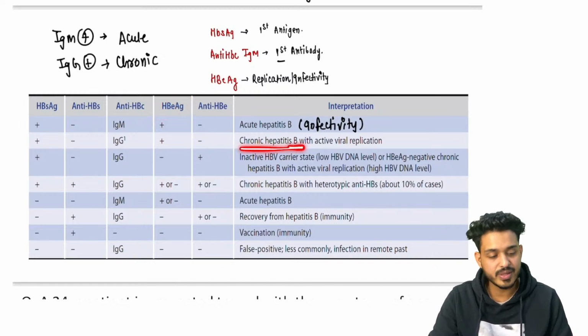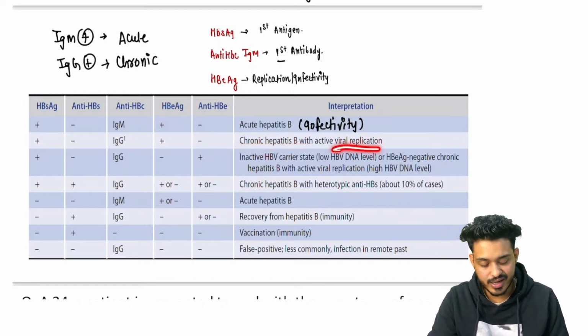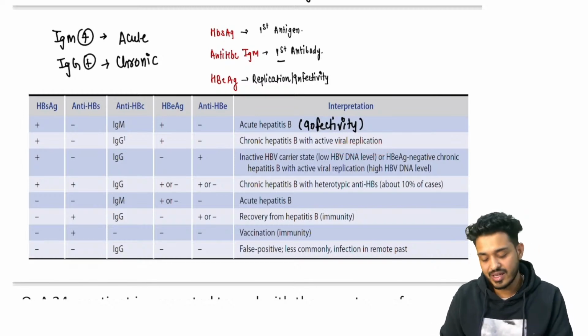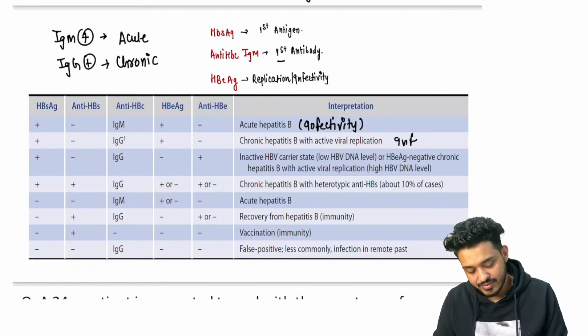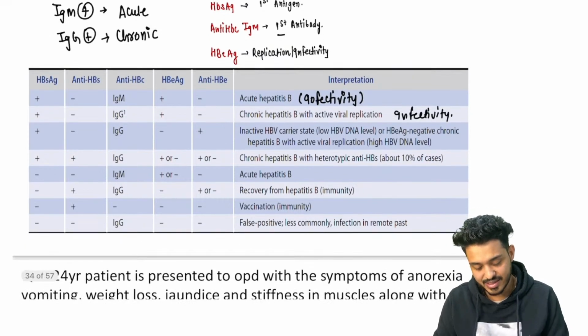So this is going to be a chronic hepatitis with viral replication. That means with high infectivity again, okay, with high infectivity again, right? I hope you understand. This is how these tables are written, right? All these things will be same, right? For example, let's look here.